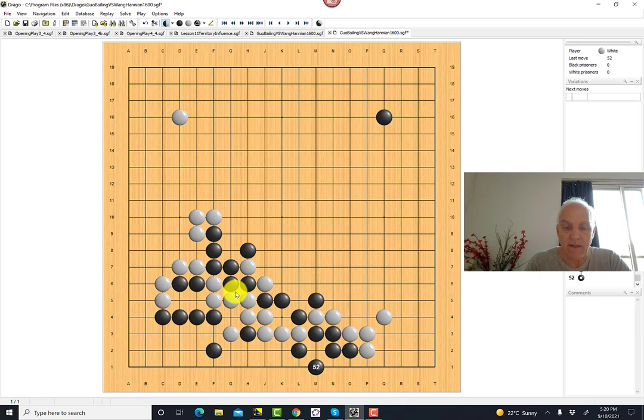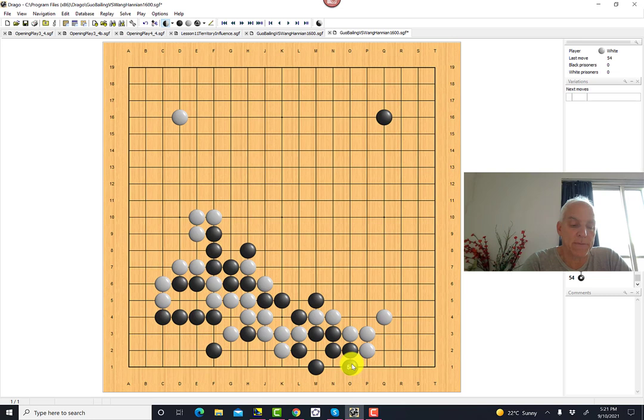That means that this white group now has some serious issues, because it has to make eyes as well. So white is going to play here. Okay, that's preventing black from making an eye on this side, which forces black to make an eye there. See, so making eyes here is crucial.